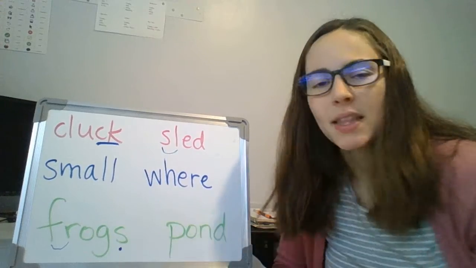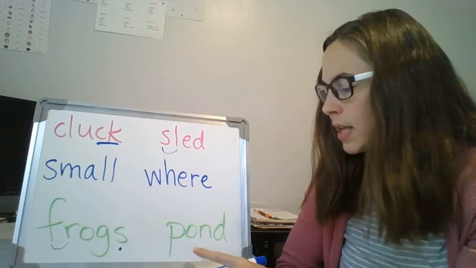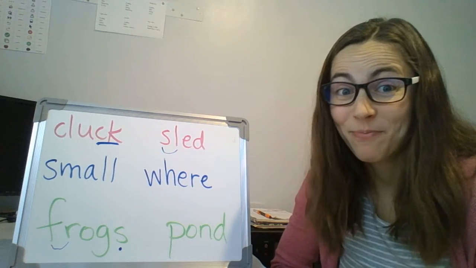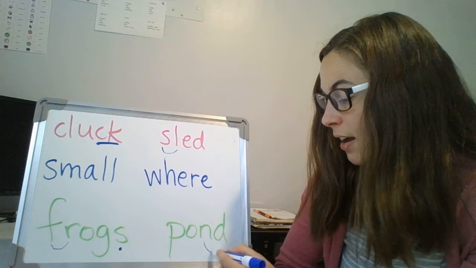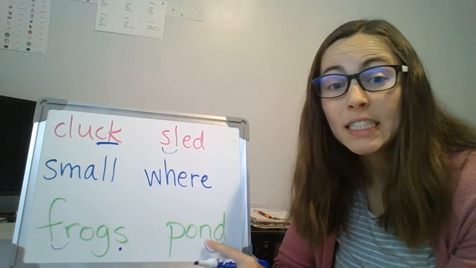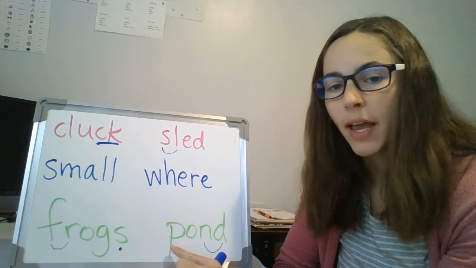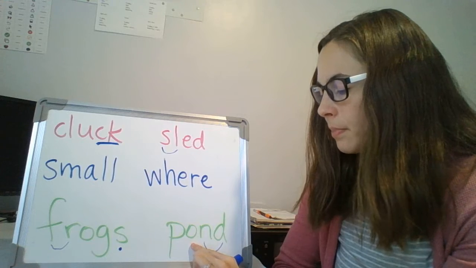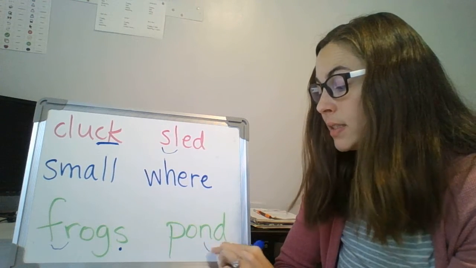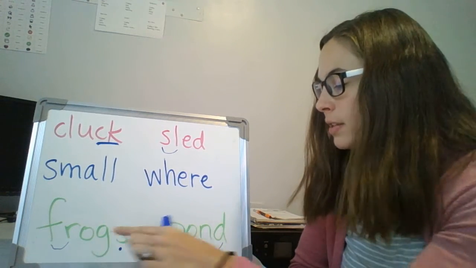Ooh, and that S is making the Z sound in frogs. Nice job. So we have frogs. And ooh, I see a blend here, but it's not at the beginning this time. Do you see where it is now? Now it's back here. N and D sounds like and. Can you try to segment and blend this word on your own? You can follow my finger if you'd like. And pond. Sweet. All right, so we have frogs and pond.